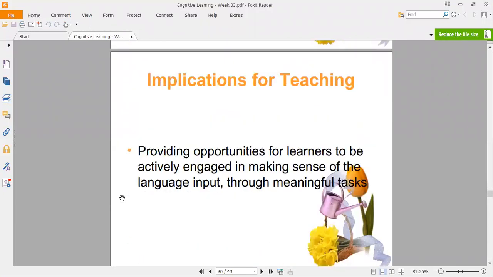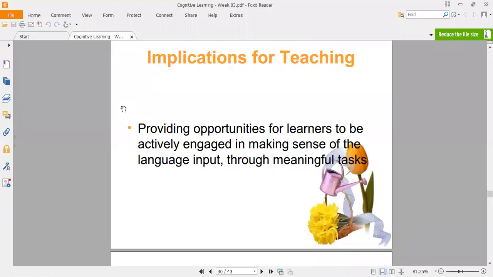So how you're going to give them in the teaching, right? Providing opportunities for learning to be actively engaged in making sense of language inputs through meaningful tasks, right? So you have to give them role playing, right? You can give them role playing, right?